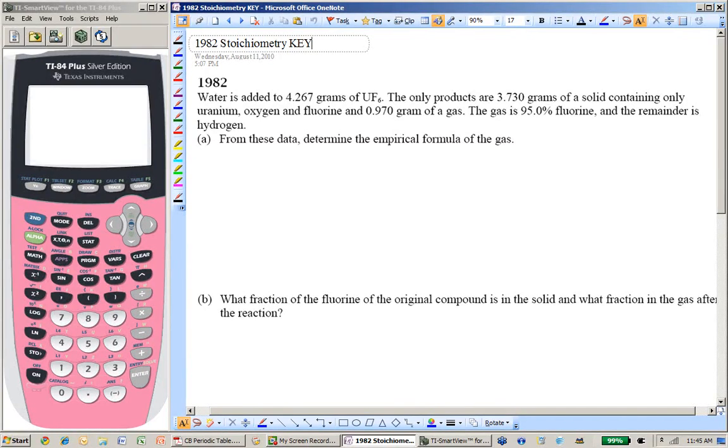Welcome to this session. This session is all about working some AP problems that are stoichiometry related. I'm not going to promise you that gas laws won't show up from time to time, maybe some freezing point depression, so you may learn a few new skills along the way, but essentially the best category for these problems is under the heading of stoichiometry.